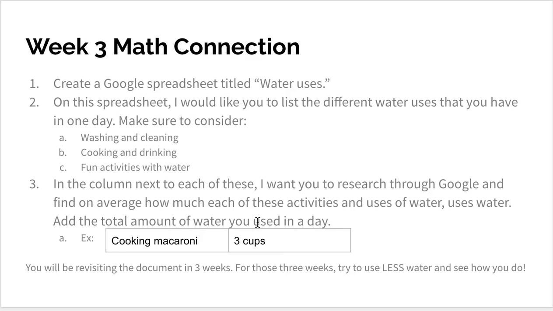Obviously, this isn't going to be an exact number because everyone uses different amounts, but give it a chance. Make sure that you have this done because in 3 weeks we'll be revisiting this, and for those 3 weeks I want you to try and use less water and see how you do.